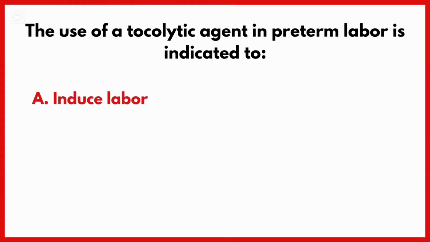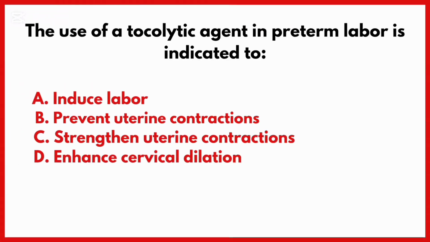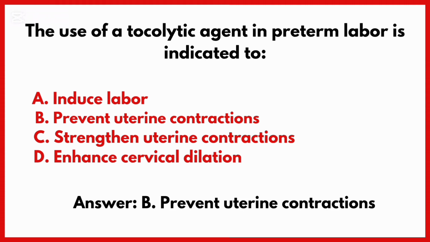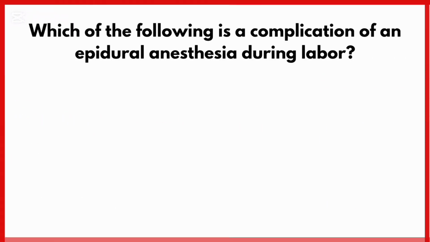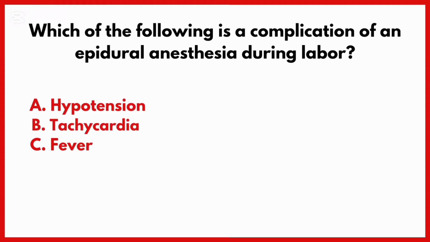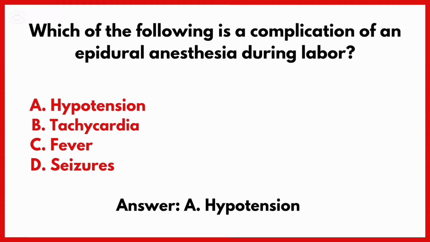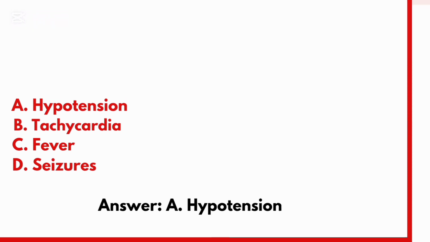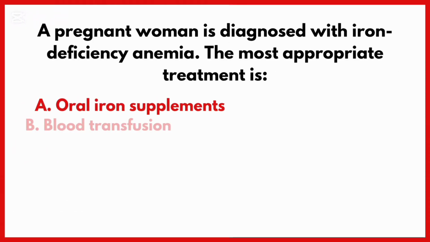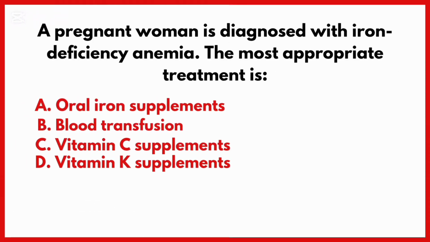The use of a tocolytic agent in preterm labor is indicated to. Correct answer is option B, prevent uterine contractions. Which of the following is a complication of epidural anesthesia during labor? Correct answer is option A, hypotension.